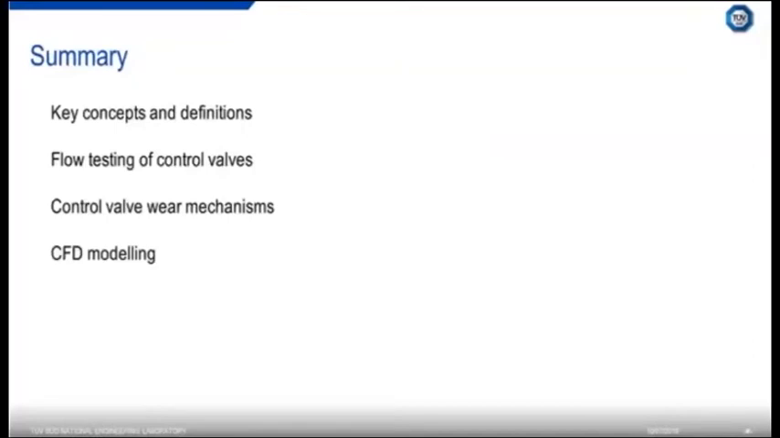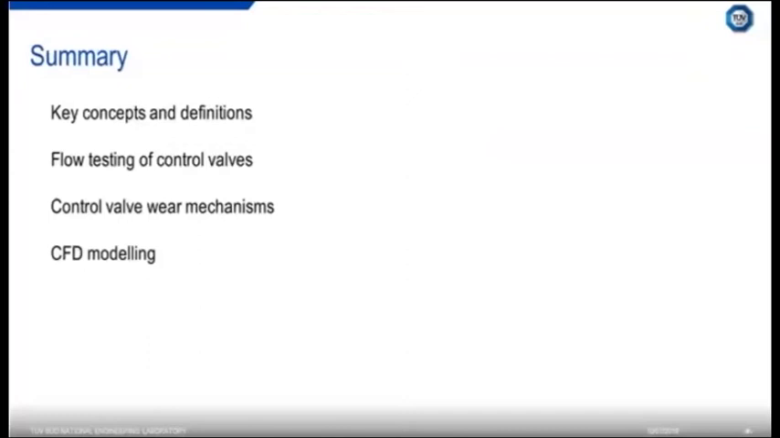So that's the end of today's webinar. I'll just quickly go over what we've covered. We had a section at the start, which was an overview of control valves, some of the different types, the opening characteristics and different styles. We covered some key concepts and definitions, so things like flow coefficient, choke flow, cavitation, flashing, that sort of thing.